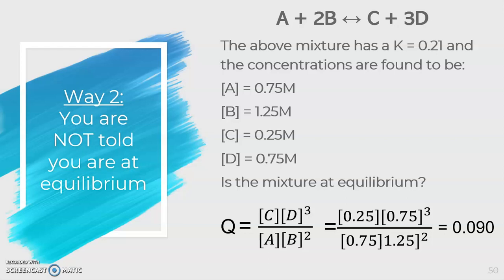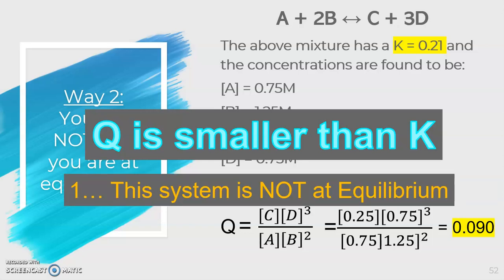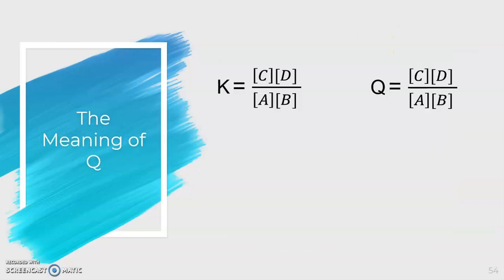Now, notice here that Q is actually smaller than K, and this is why the K value has to be given to you. Right out of the gate, this should tell you something. We are not at equilibrium. If we were at equilibrium, Q would equal 0.21. It doesn't. It equals 0.09. But what's interesting about Q is this actually gives you a second layer of information. It also tells you which direction equilibrium is going to have to shift to get equilibrium back again, based upon whether Q is smaller or larger than K. Let me show you what I mean.